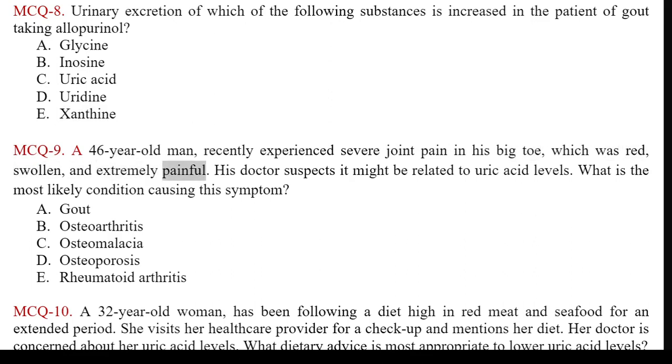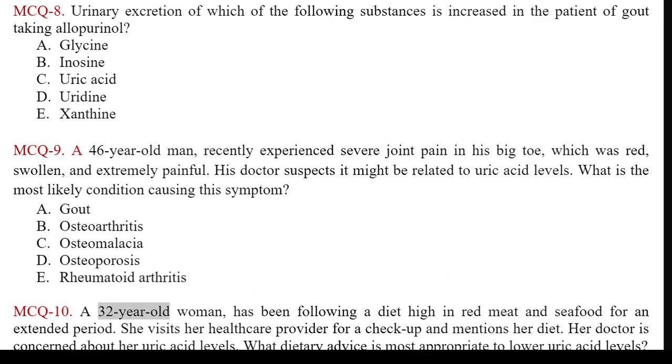His doctor suspects it might be related to uric acid levels. What is the most likely condition causing this symptom? Gout. Osteoarthritis. Osteomalacia. Osteoporosis. Rheumatoid arthritis. MCQ 10.